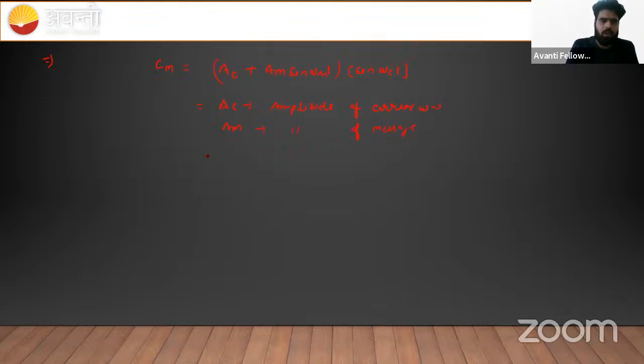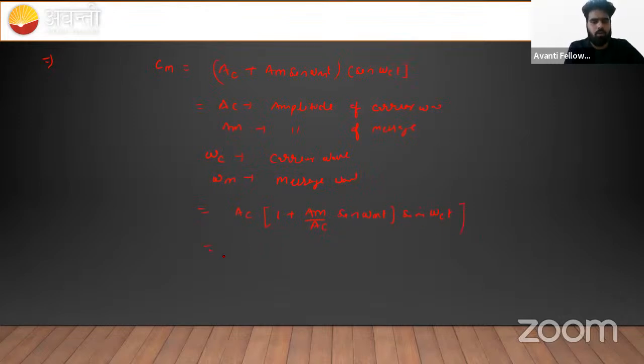So in this formula, we just put the values given in the problem. Omega c is nothing but the angular frequency of the carrier wave, and omega m is the angular frequency of the message wave. This formula is also written in this manner: if you take AC common, it can be written as AC times (1 plus AM upon AC sine omega mt) times sine omega ct.